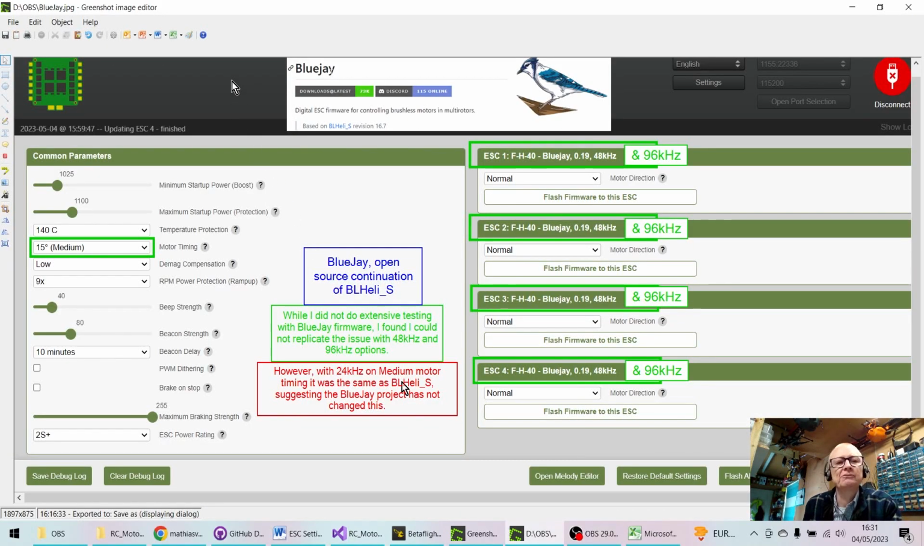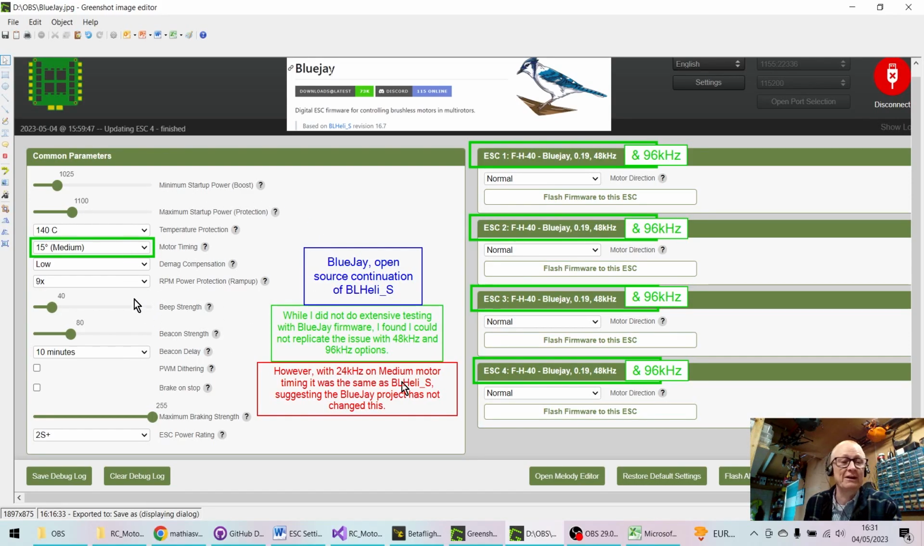The only thing I want to cover off, guys, is that BL Heli S is now deprecated, so it's been taken over by a team called BlueJ, which are still open source and doing some marvellous work there. So big shout out to those guys. And I wanted to just check to see whether that would still suffer with the same issue, and it does, but only on the 24 kilohertz firmware. If you flash the 48 or 96, it was perfect.